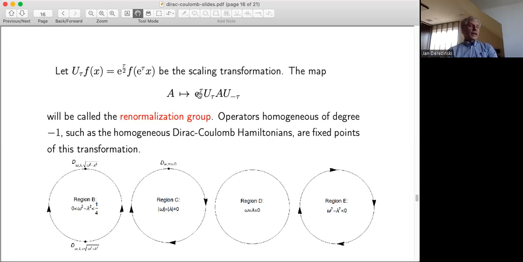Let me introduce something which I would like to call renormalization group. This is a very simple-minded situation, but still, I think this name is partly justified. So let's introduce the scaling transformation. Now we are interested in operators homogeneous of degree -1 or approximately homogeneous of degree -1. So when we stretch the operator, then we correct the stretching by the factor e to the power tau, and this will be called the renormalization group.